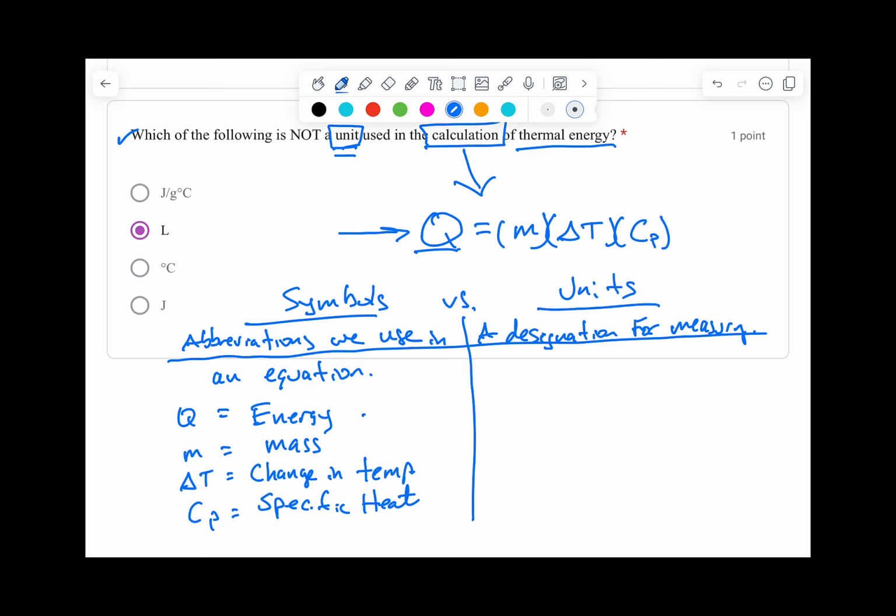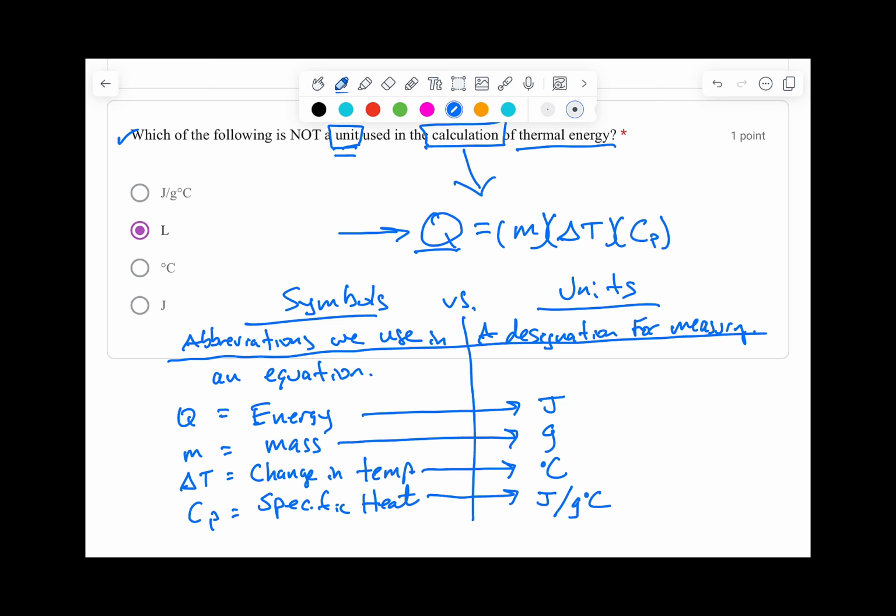Now, for Q, if we are going to measure energy, we use the symbol joule, otherwise known as a J. For mass, the unit for mass is grams. If we're doing a change in temperature and we measure it, we're going to use degrees Celsius in science. And specific heat is this big funky unit, joules over grams, degrees Celsius.